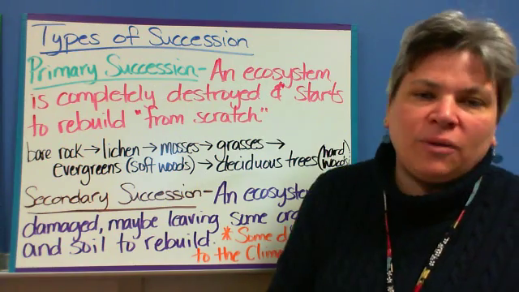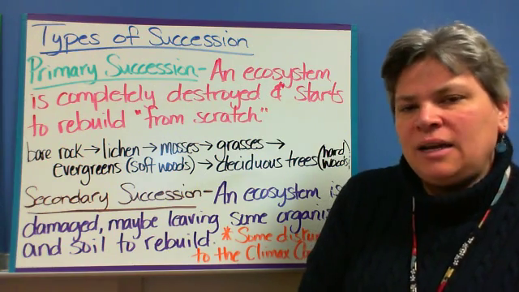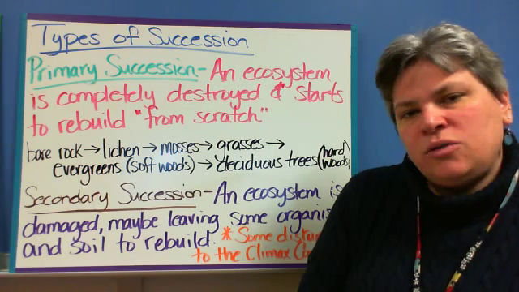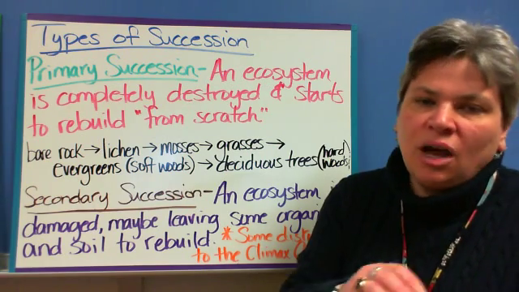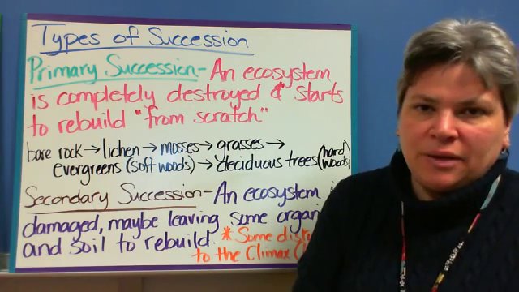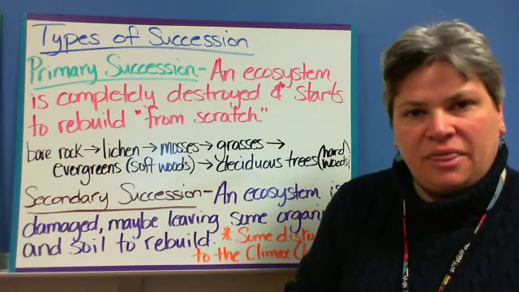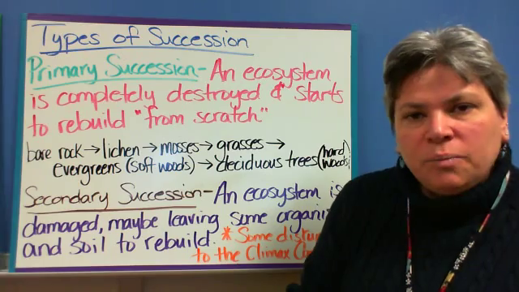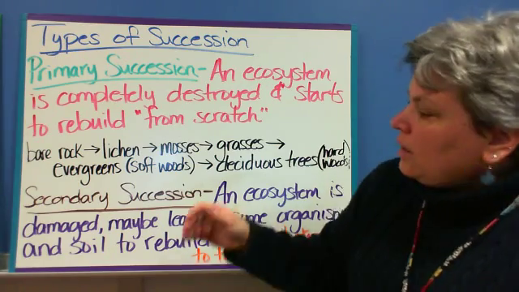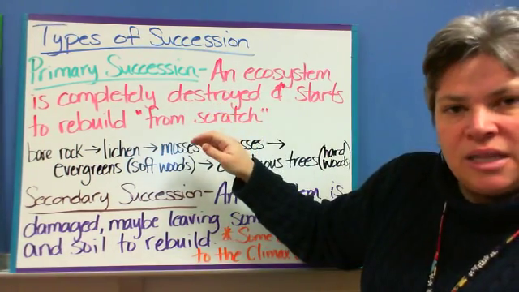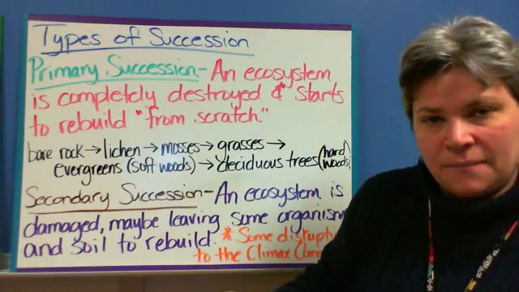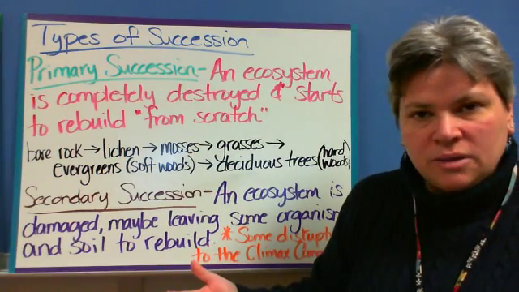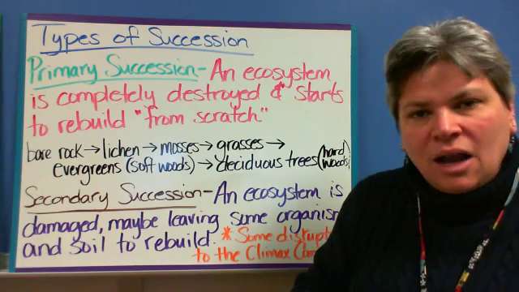Now, what do I mean from scratch? If you've done any baking at home and you start something from scratch, you know that you're not using a box mix for like brownies or cake. You're starting from nothing. You're starting with flour and sugar, maybe oil, and you're building something from there. Well, if primary succession takes place, the ecosystem is left with nothing. Something came along, maybe it was a volcanic eruption, and it got rid of everything.